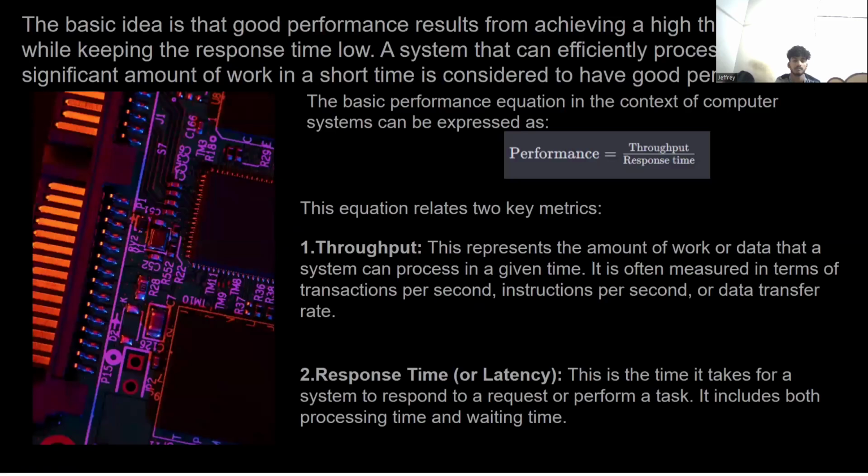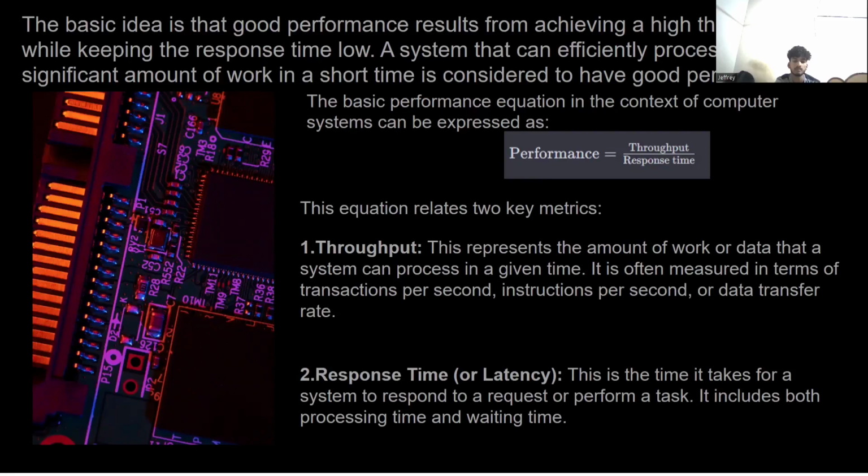The basic idea is that good performance results from achieving a high throughput while keeping the response time low. A system that can efficiently process a significant amount of work in a short time is considered to have good performance. So the equation for performance is throughput by response time.